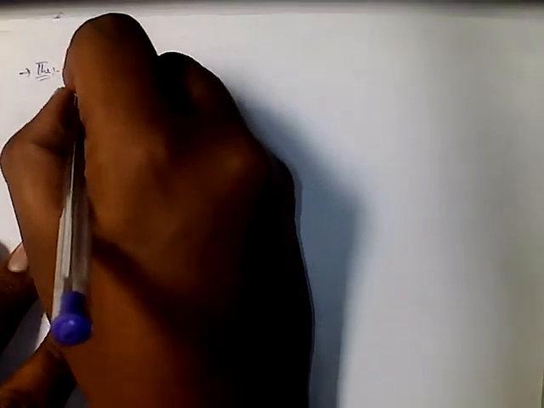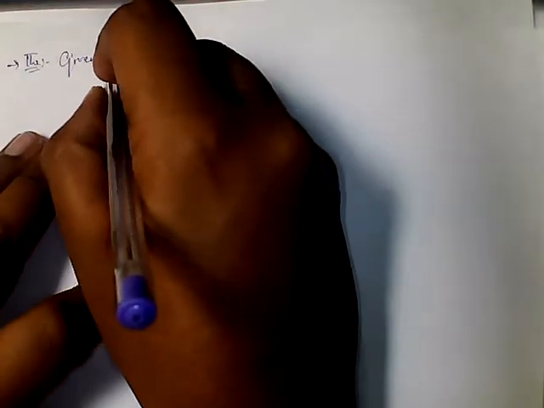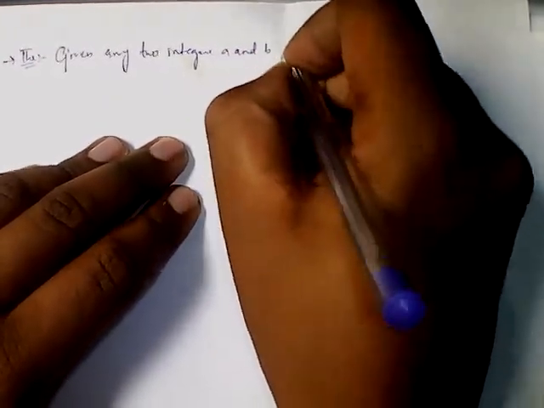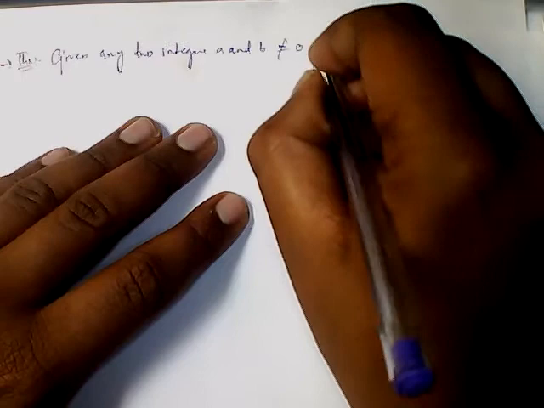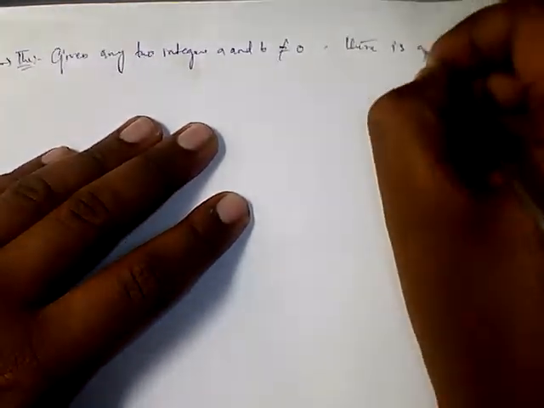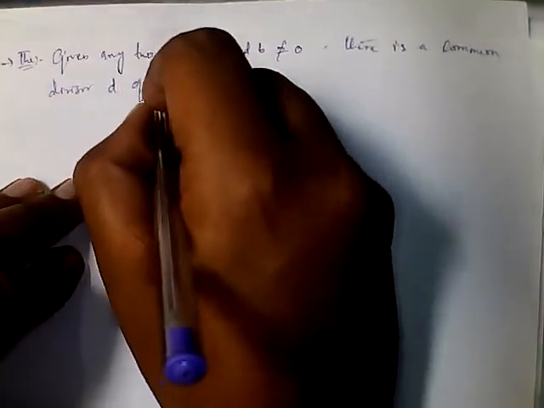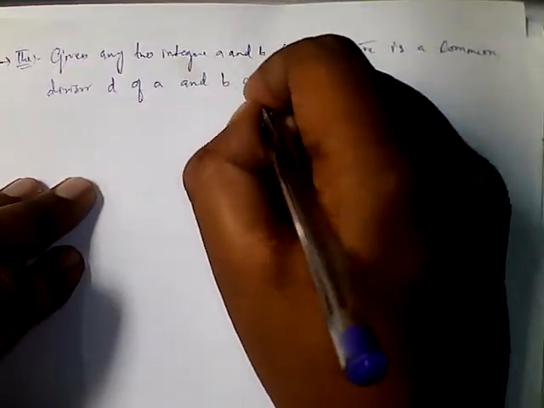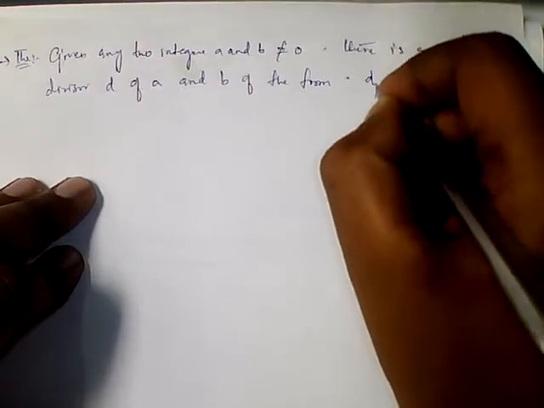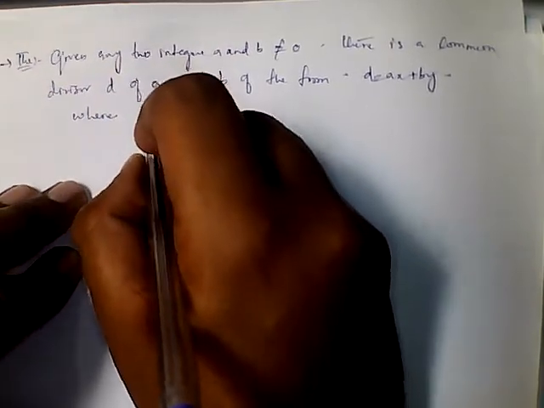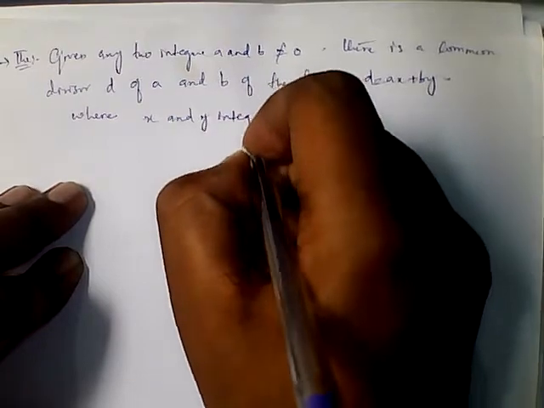Okay, the theorem says that, given any two integers a and b not equal to 0, there is a common divisor d of a and b of the form d equal to ax plus by, where x and y are integers.